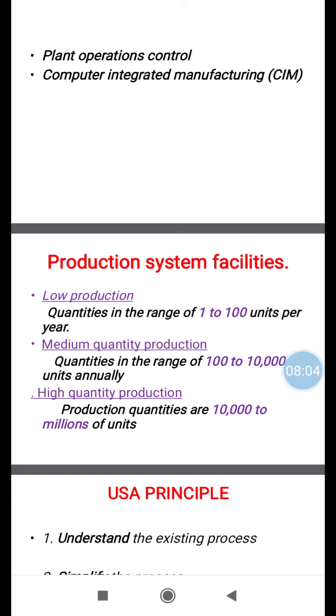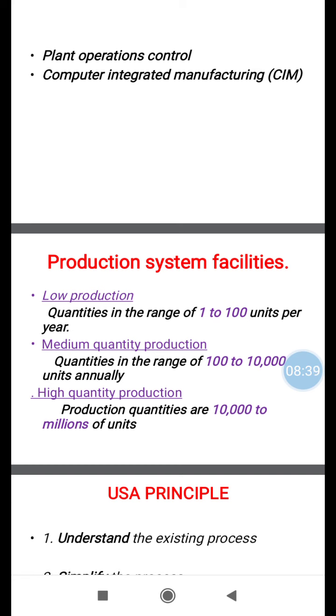Next one is the production system facilities. This is about how to divide the production system into a number of facilities. This mainly depends on the number of units per year. Here we have 3 types of production system facilities. First one is low production. Low production means the products range from 1 to 100 per year. If your company produces a minimum of one product, maximum 100 units in 1 year, that is a low production type of facility.